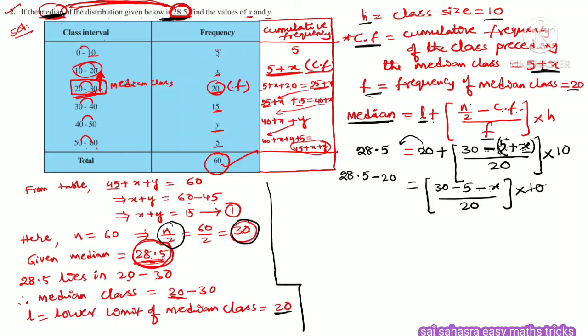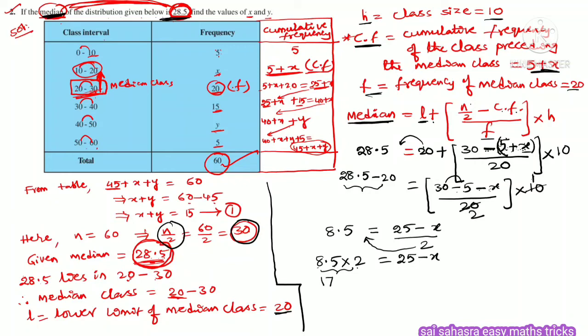With the 10 we can cancel 10 one time, 10 two times. So 28.5 minus 20 is 8.5, is equal to 30 minus 5 is 25 minus x divided by 2. Into 1 means the same value will be there. So 2 is dividing; if it transposes to the left hand side it will multiply. 8.5 into 2 is equal to 25 minus x. So 8.5 two times, 8 and a half two times, is 17. So 17 is equal to 25 minus x.